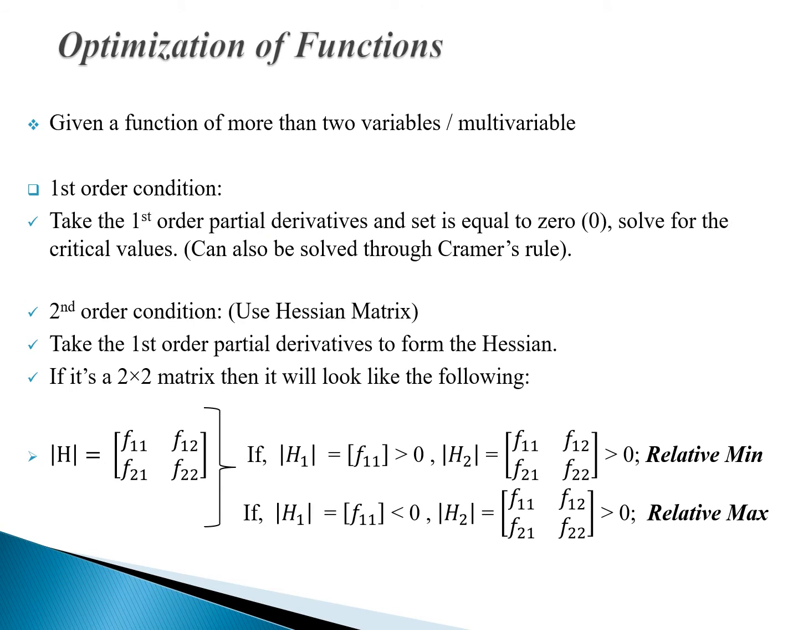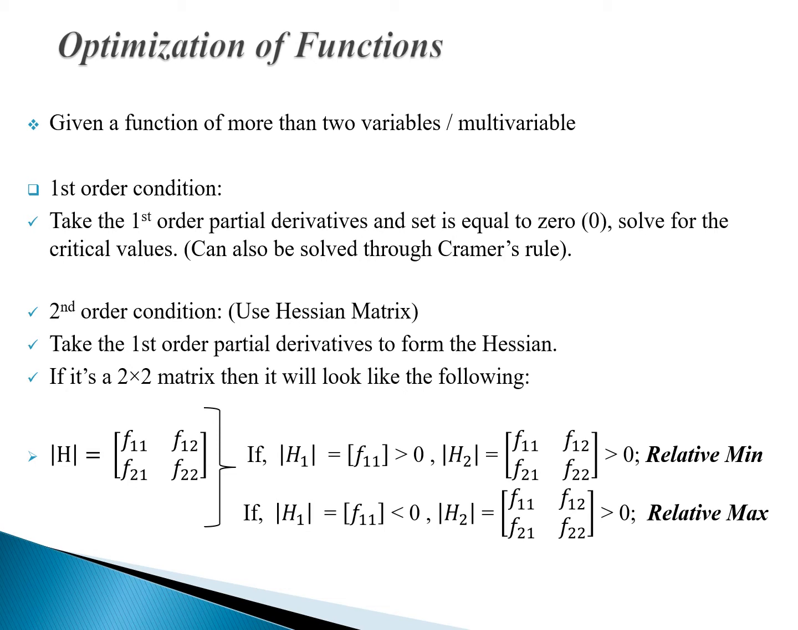In terms of optimization of functions with more than two variables, or multivariable, what do we need to do? Given a function of multivariable, at first we need to look at the first order condition. That means we need to take the first order partial derivatives, set them equal to 0, and solve for the critical values. We can also use Cramer's rule to identify the critical values. In the mathematical examples later on, I will show you the application of Cramer's rule under optimization of the multivariable case in order to identify the critical values.